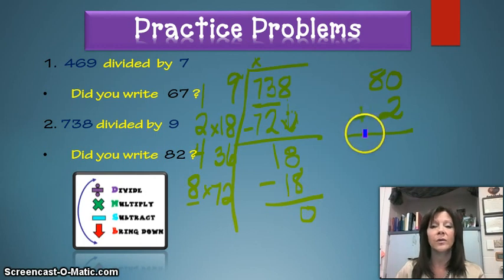So now we add these numbers up. 2 plus 0 is 2. 8 plus nothing is 8. So this becomes our quotient. 82 becomes our quotient, and that's what that is.